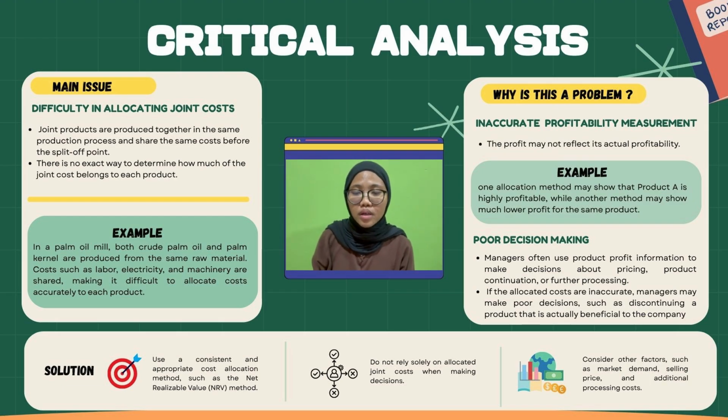To conclude, joint cost allocation is challenging because the costs are shared and cannot be directly traced to individual products. This leads to problems such as inaccurate profit measurement and poor business decisions. While methods like NRV can improve accuracy, the most important takeaway is that managers should use allocated costs carefully and always consider broader business factors before making decisions.